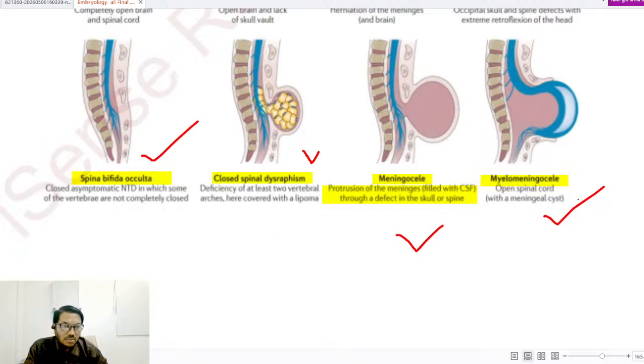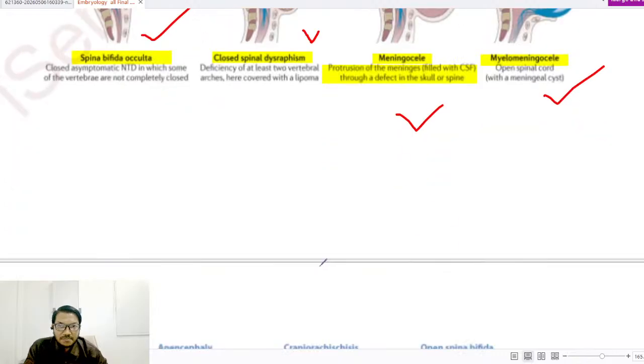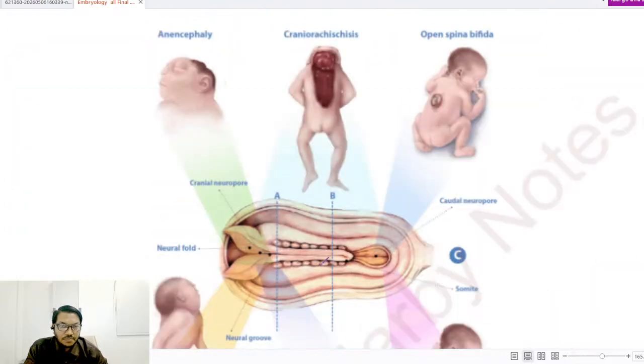Meningocele, myelomeningocele. These are the defects. Anencephaly.